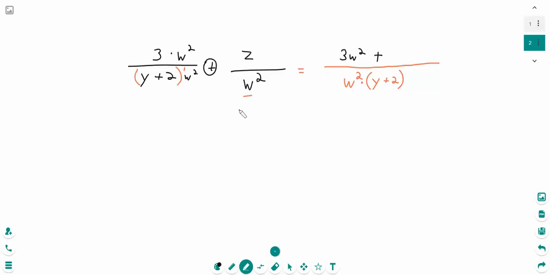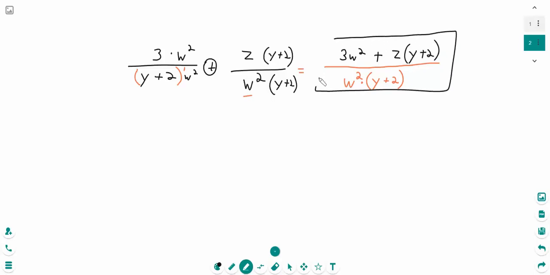We'll just throw in our addition sign. And over here, for our second numerator, we have w2 in the denominator. What did we multiply that by to get to our common denominator? We multiplied it by y plus 2. So we need to do the same in the numerator. So we have a plus z times y plus 2. And that is the quickest solution right there.